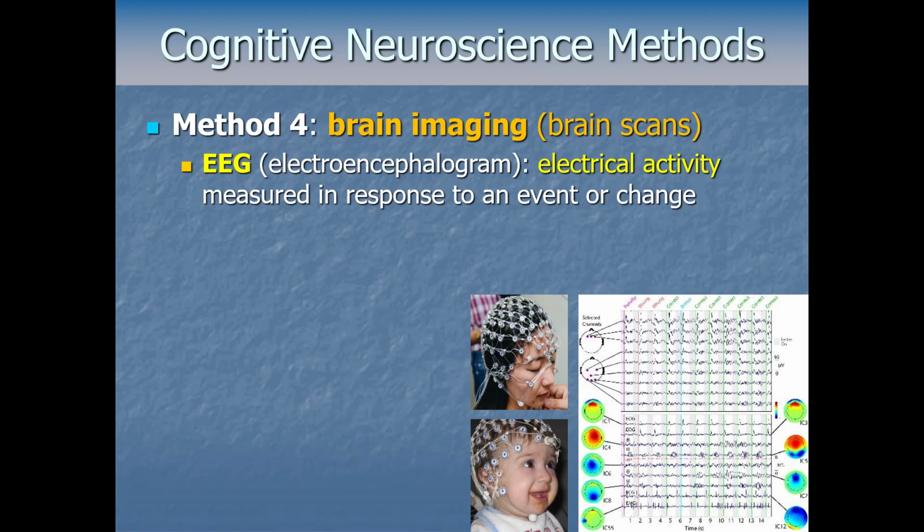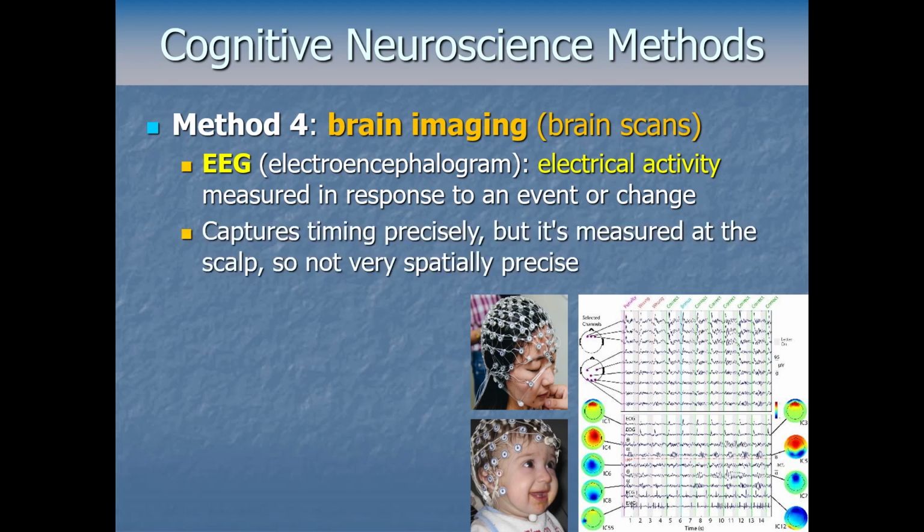Again, it captures timing very precisely because electrical activity happens fast, but it's measured at the scalp, so it's not very spatially precise. The signal is sort of diffused and bounced around quite a bit by the time it gets through the skull from the area where the neural firing actually happened down there in the brain. But with enough electrodes, like 100 or more electrodes spread across the scalp carefully in a research setting, we can actually deduce location somewhat decently.